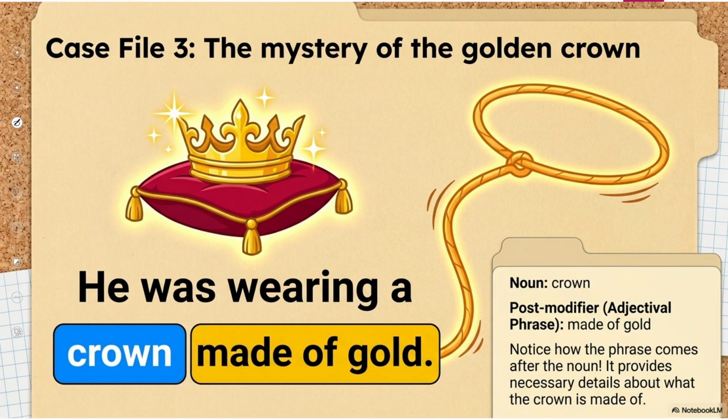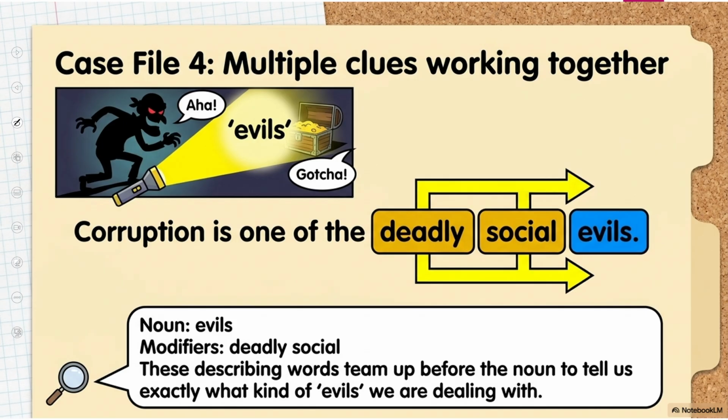He was wearing a crown made of gold. Made of gold is a post modifier as well as an adjectival phrase because it comes after the noun crown. Here we have another example. Corruption is one of the deadly social evils. Here, deadly and social, both these words are used as adjectives because these are groups of words. That's why we call it an adjectival phrase.